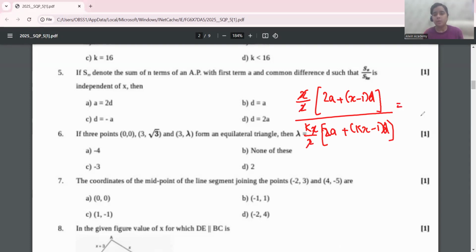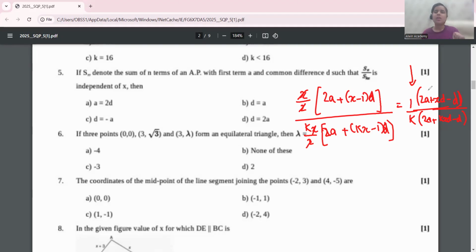Now, if I open these brackets, outside I have 1 by k. Inside, I can say I have 2a plus xd minus d. In the denominator, similarly, I can open up the brackets. I get 2a plus kxd minus d. Now, what is given to us is that this particular expression is independent of x, which means any value of x has no effect on it.